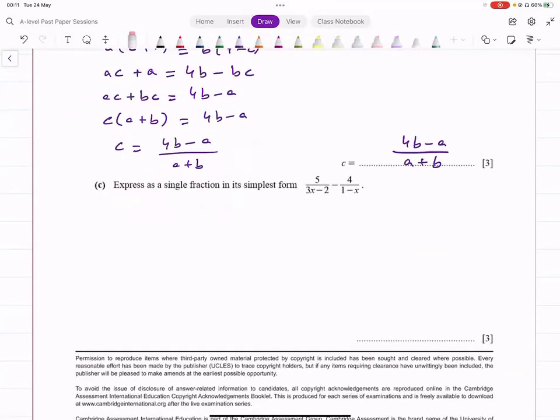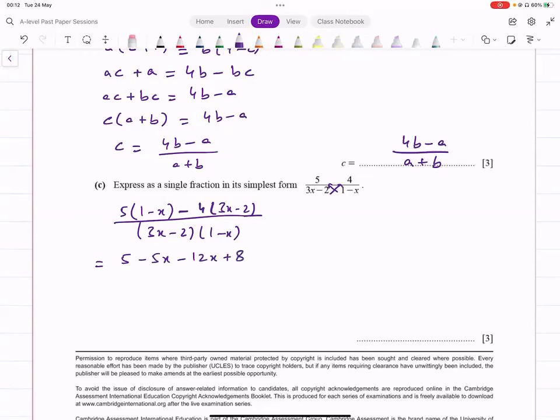This fraction LCM ले लेंगे, denominators multiply हो गए 3x minus 2 into 1 minus x. ये multiply कर दें इस तरह से 5 into 1 minus x. Remember we've got a minus sign in the middle. 5 into 1 minus x minus 4 into 3x minus 2. ठीक है. What do we get from this? We get 5 minus 5x minus 12x plus 8.